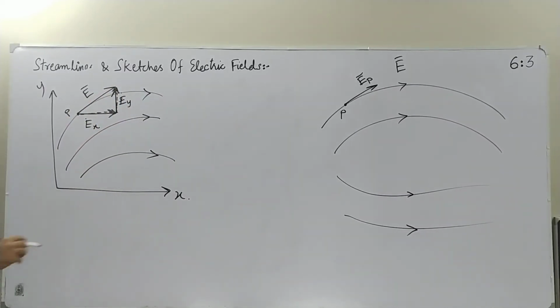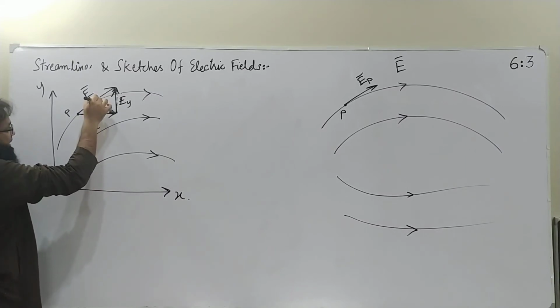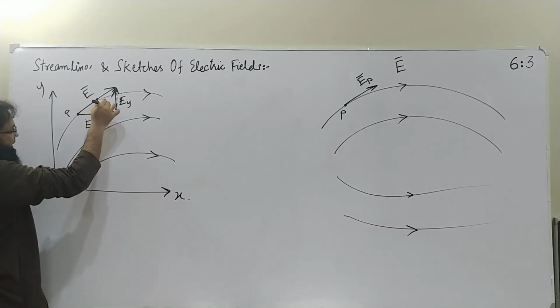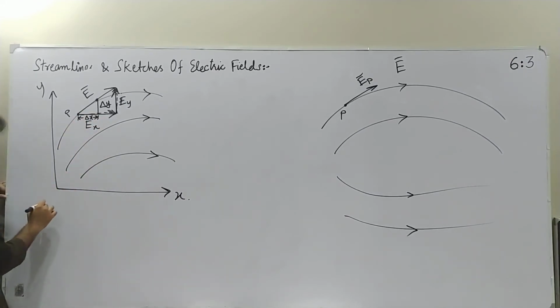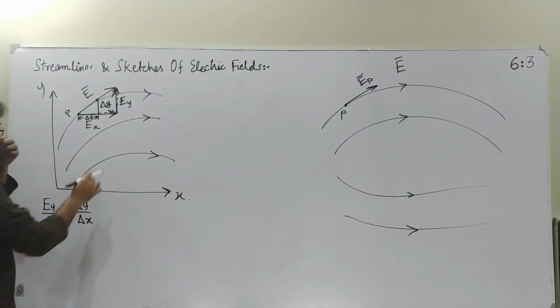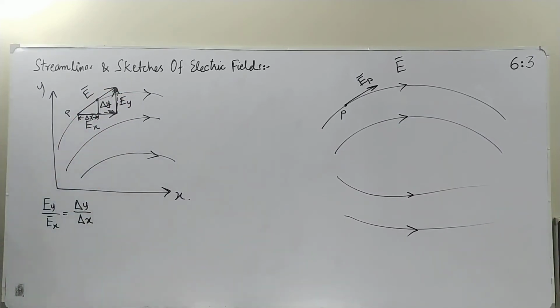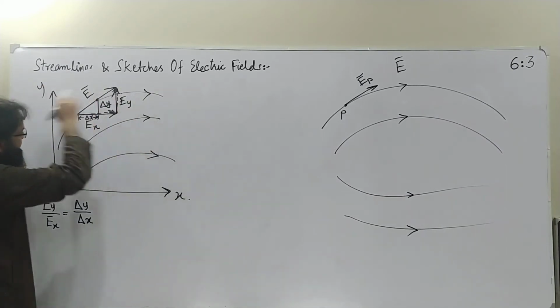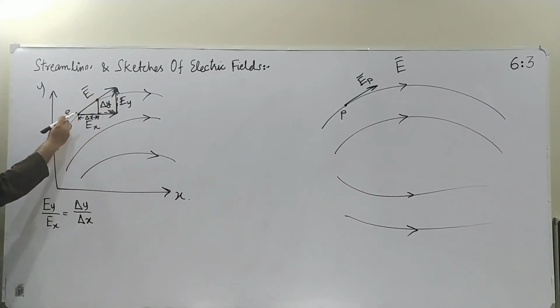So if I measure this height, and let's say this height is delta y and this width is delta x, trigonometry tells us that the ratio of Ey upon Ex is delta y upon delta x. And if I double this delta x, this delta y will be proportionally increased. If I make it half, the delta y will also proportionally decrease, so the ratio will always be the same.